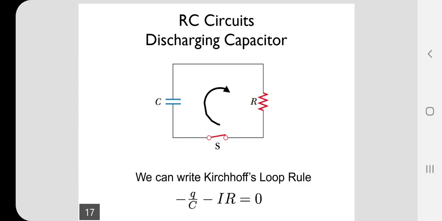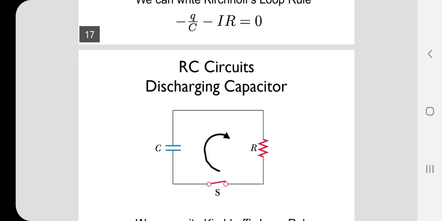Then you take Kirchhoff's loop rule. Therefore minus q by C minus I into R is equal to 0, because in a closed circuit the algebraic sum of the voltage drops is equal to 0. Minus q by C is the voltage across the capacitor, and the voltage across the resistor is indicated by IR. So minus q by C is equal to IR.